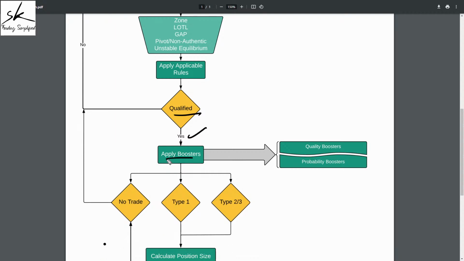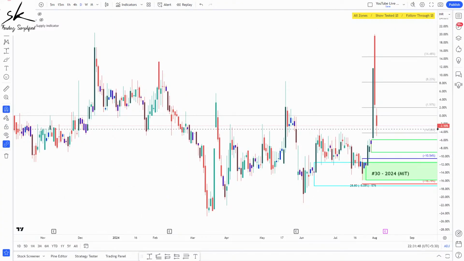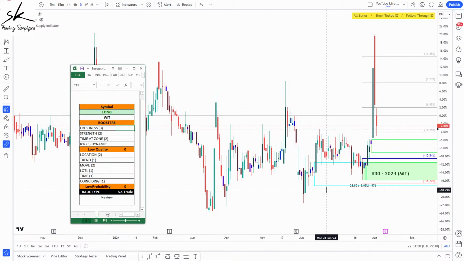And now the next step will be the booster scoring. So let's start applying the boosters and see how this one fares when it comes to the quality and the probability factor. So talking about freshness, the zone is fresh, gets a score of 3. Strength, we have an explosive move, gets a score of 2. Time at the zone, we only have 2 candles, again a score of 2. Reward to risk ratio, we are definitely taking as an assumption.